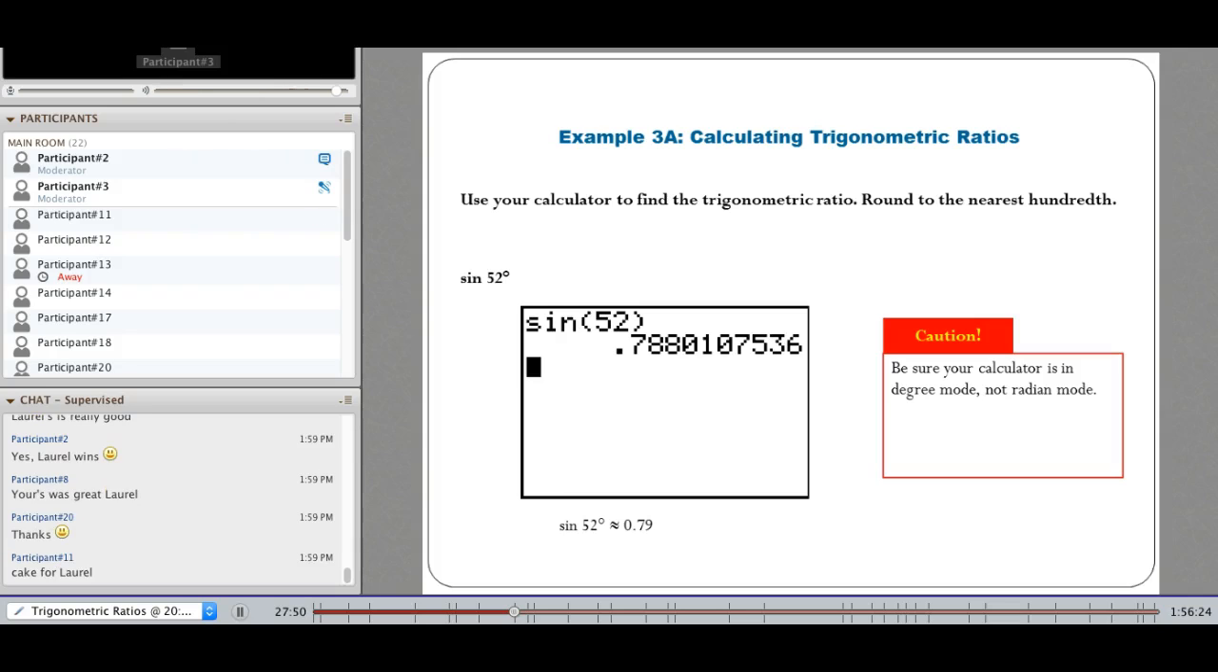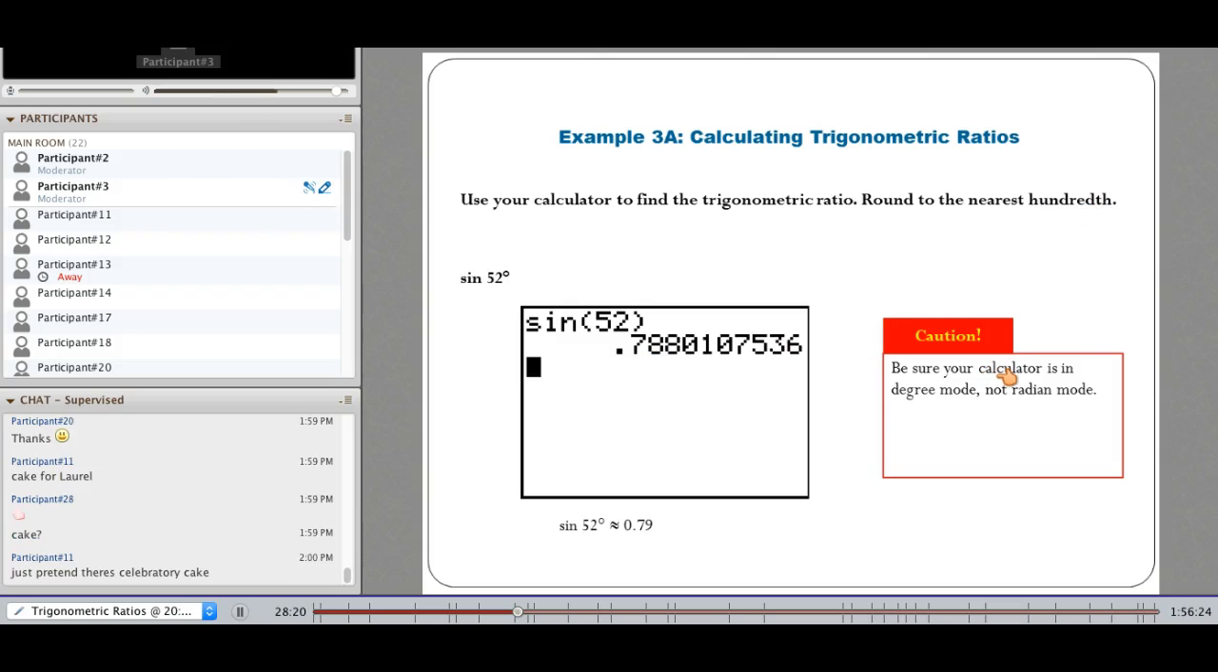Example using your calculator to find the trig ratios. So let's say you want to find the sine of an angle that's 52 degrees. What you're going to do in a calculator, you're just going to press the sine button, and then put 52 in, and it's going to give you a decimal, and we can approximate it to 0.79. Okay, we want to round to the nearest hundredth.